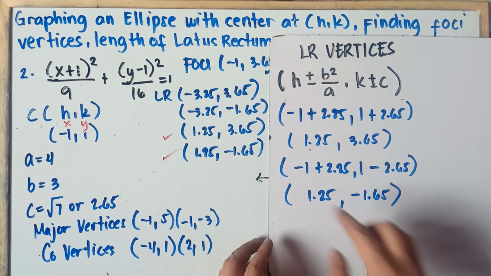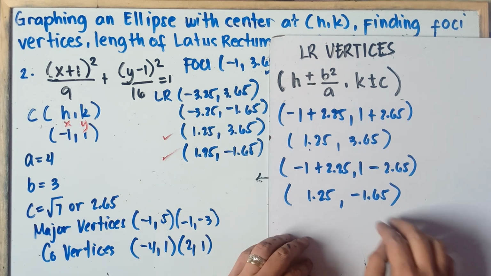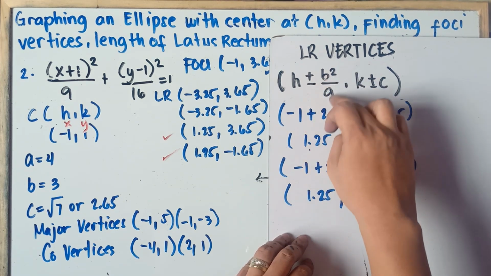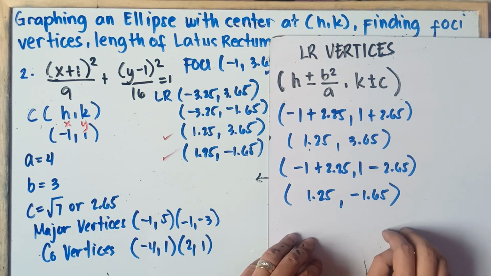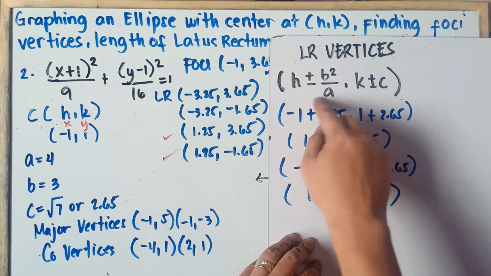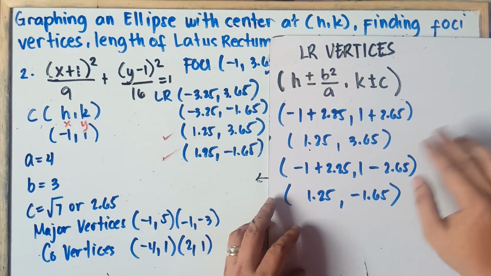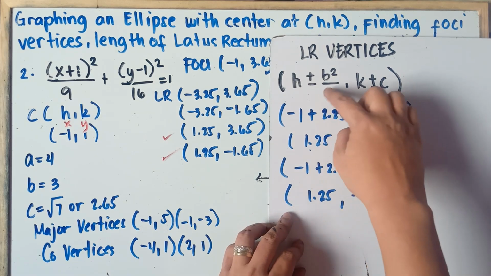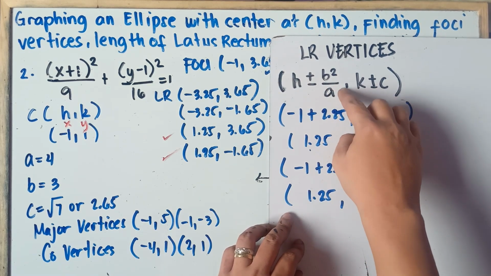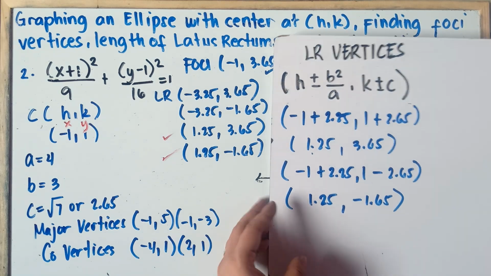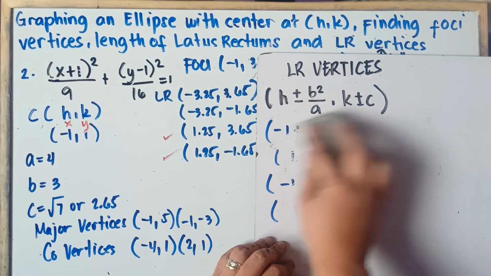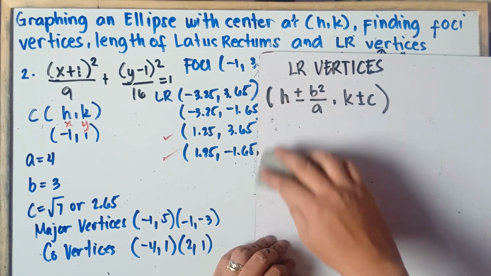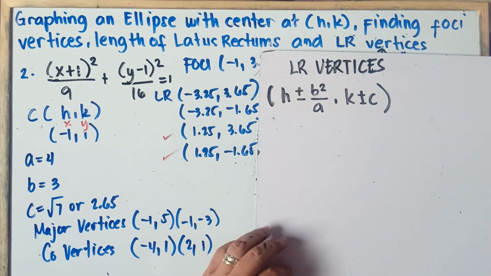Alright, so let's try this one, class. If we get the same answer, let's have, a while ago, we have positive b squared, and then we're done with positive negative c. Let's have negative b squared and then plus or minus c. Let's check if we get the same answer. So we're done with positive b squared over a. Let's have negative b squared over a. Alright, so let me just erase this one, class. We're almost done, class. I just check if we get the same answer using this equation.